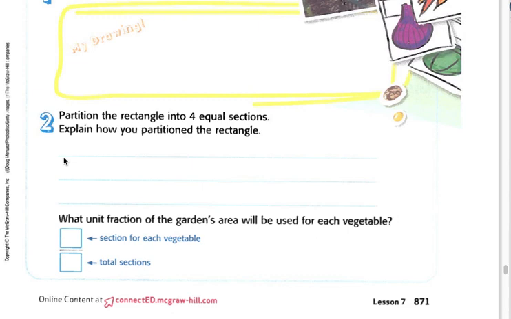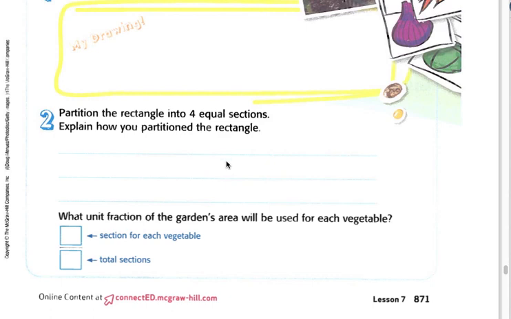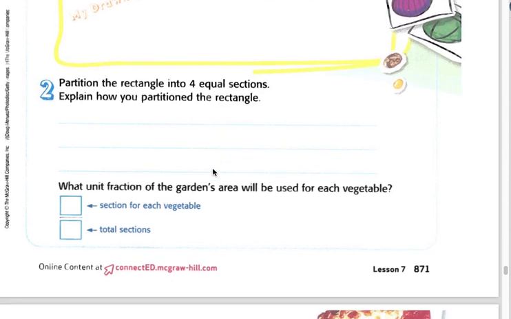The reason we do it this way is to make sure that the sections are equal. Instead of just drawing your rectangle and then just drawing 4 lines randomly, we wouldn't have equal sections. But by dividing it in half and then dividing those in half, we get equal sections. And that's what we need when we're partitioning.